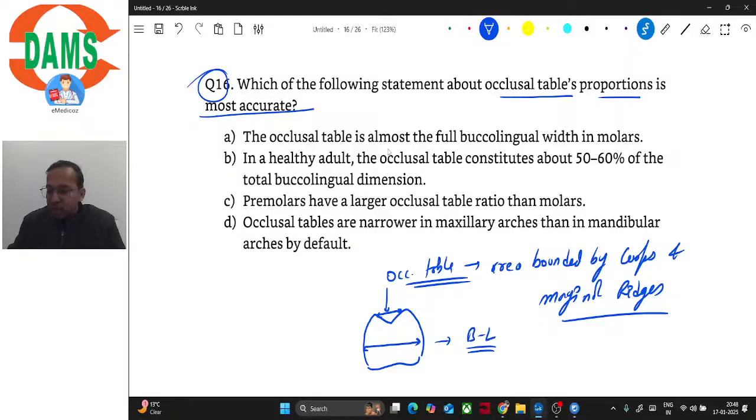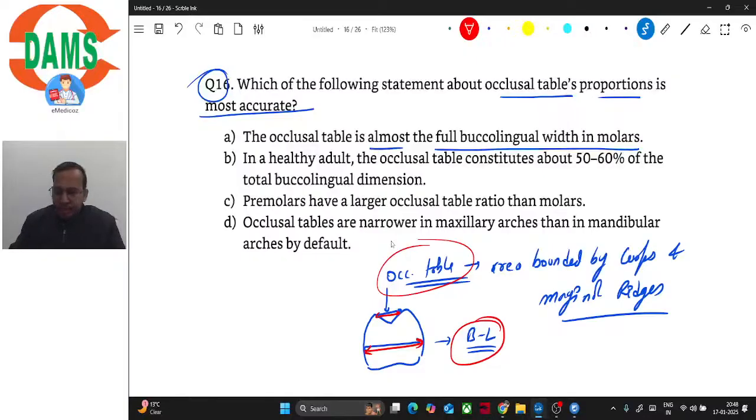The occlusal table is almost full buccolingual width in molars. So as you can see in this diagram, there is a huge difference between the full buccolingual width and the buccolingual width of the occlusal table, isn't it? So option A is incorrect. In a healthy adult, the occlusal table constitutes about 50 to 60% of the total buccolingual dimension. So yes, it does look like 50 to 60%. When you compare these two, it does look like 50 to 60%. So it's correct.